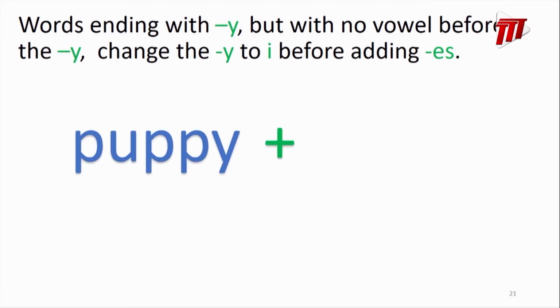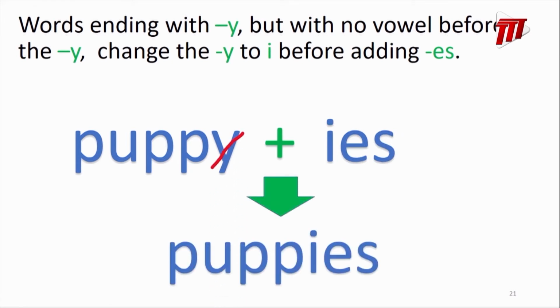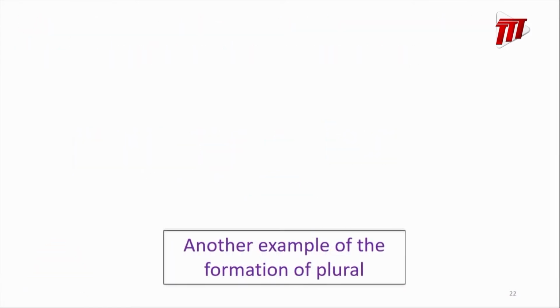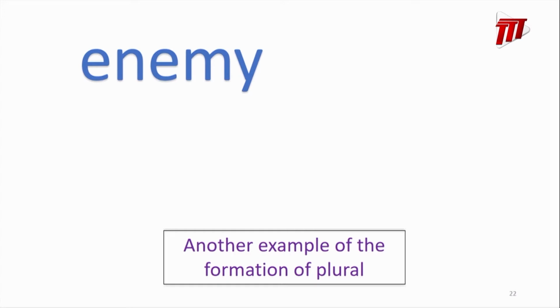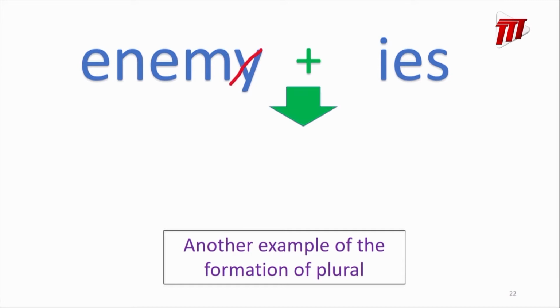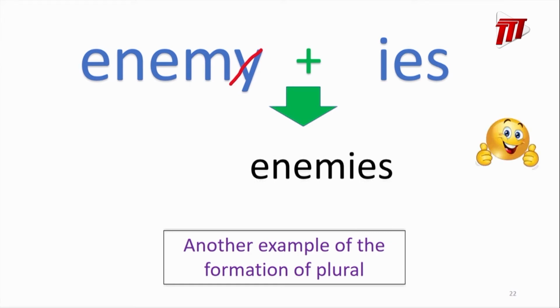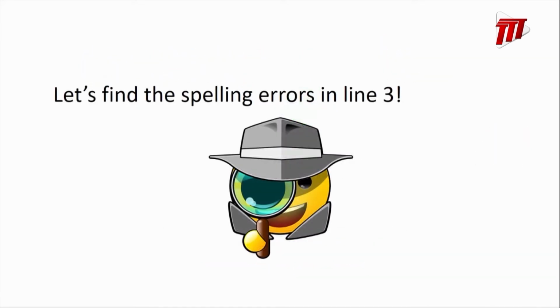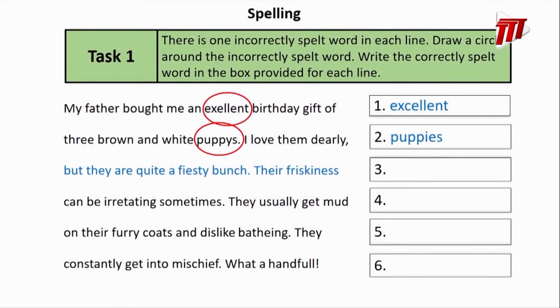So puppy becomes P-U-P-P-I-E-S, all right? Enemy, another example here. Let's form enemies. E-N-E-M-I-E-S, good. Let's find the error in line 3.